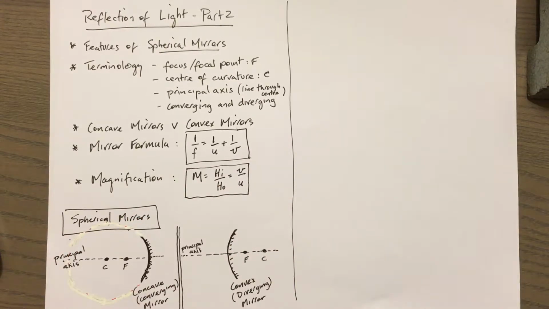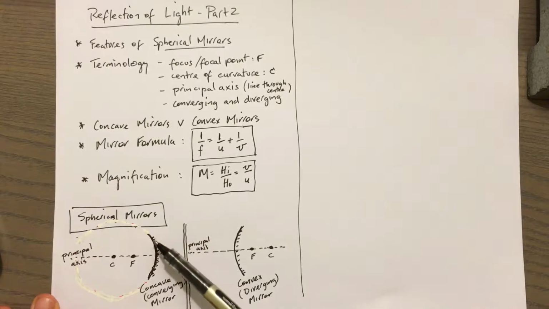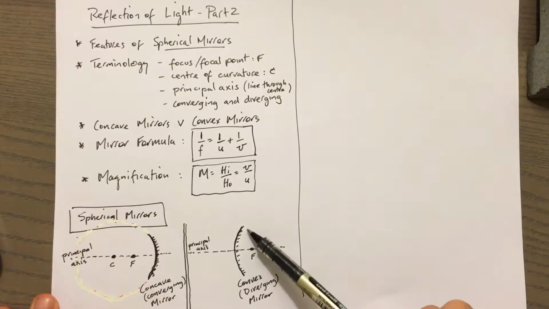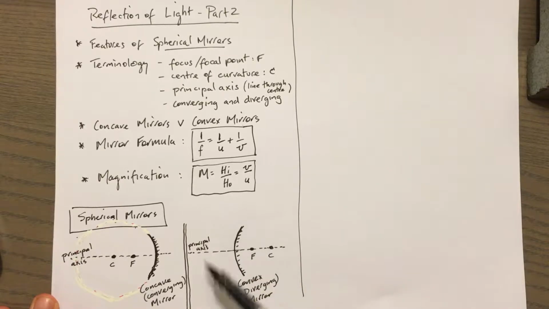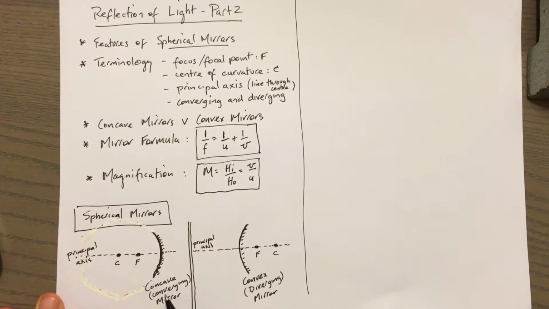So what do we have? We have a concave mirror here, so it reflects on the inside, and we have a convex mirror here that reflects on the outside. Let's start with the concave mirror. We call this a converging mirror, and you'll see why in a second.